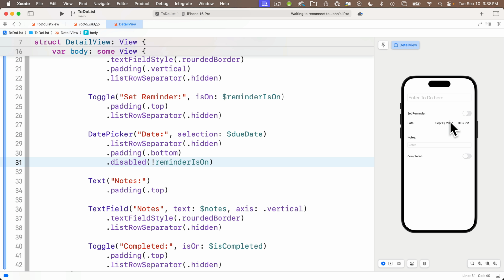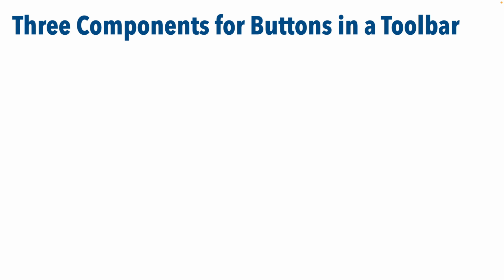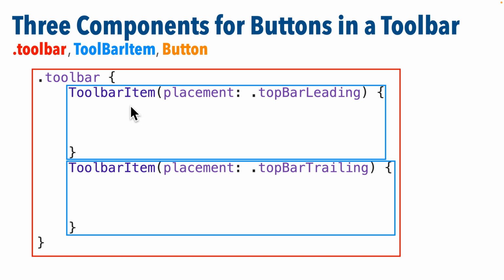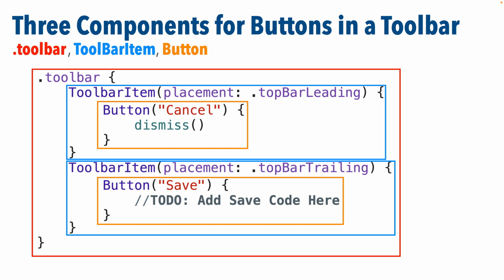Cool. Next up, I want to add cancel and save buttons in a navigation bar at the top of this screen. Now, when we set up buttons in a navigation bar at the top of the screen, that's the toolbar area, we want to have at least 3 different kinds of components: a toolbar modifier, a toolbar item view, and then a button. So it's going to look like this. We have .toolbar modifier, then inside the toolbar's curlies, we have a toolbar item view for each of the items we want in our toolbar. We're going to have 2 of those since we have 2 buttons, one for cancel and one for save. And then inside of the toolbar item is where we add our button. The first one will say cancel on the left-hand side, and the one on the right-hand side will say save.